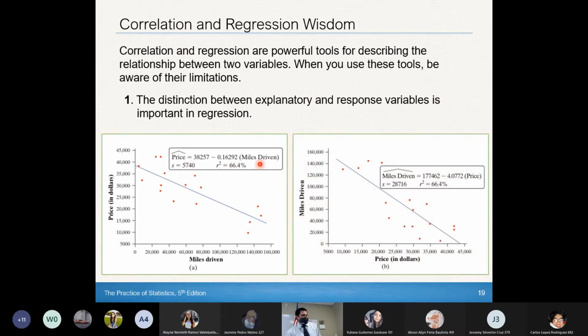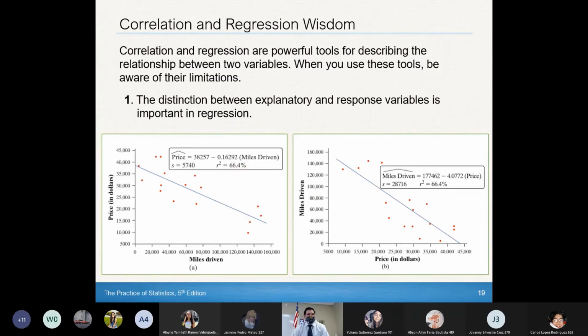And we have our least squares regression line, S and R squared. For that, if we switch these, where we have price being the explanatory variable and miles driven being the response variable, right? If we graph these incorrectly, we're going to get different results. Notice we have a much more steep regression line, a more negative slope. S is different. It's at 28,716 as opposed to 5,740. R squared stays the same.